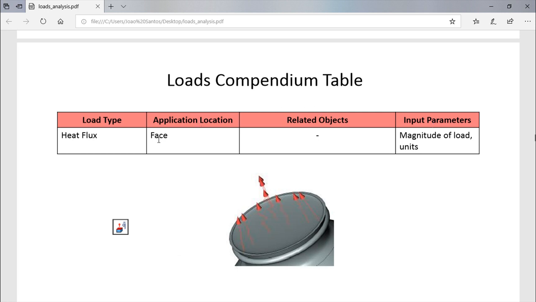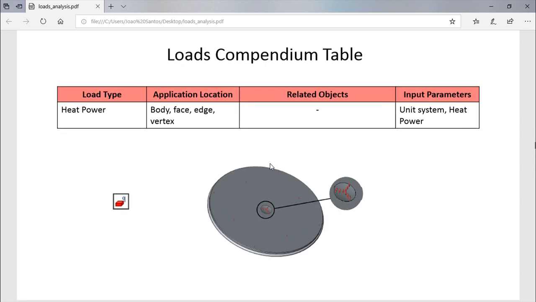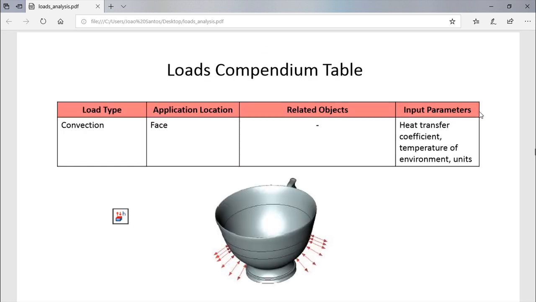T-FLEX, we apply it on a face, again no related objects, and parameters to input, magnitude of load, and also units. Heat power, body, face, edges, and vertices as application locations, again no related objects, and parameters, unit system, and heat power. Almost ending. So convection, we apply it on a face, no related objects again, and we need to supply the system with the heat transfer coefficient, the temperature of environment, and the units.